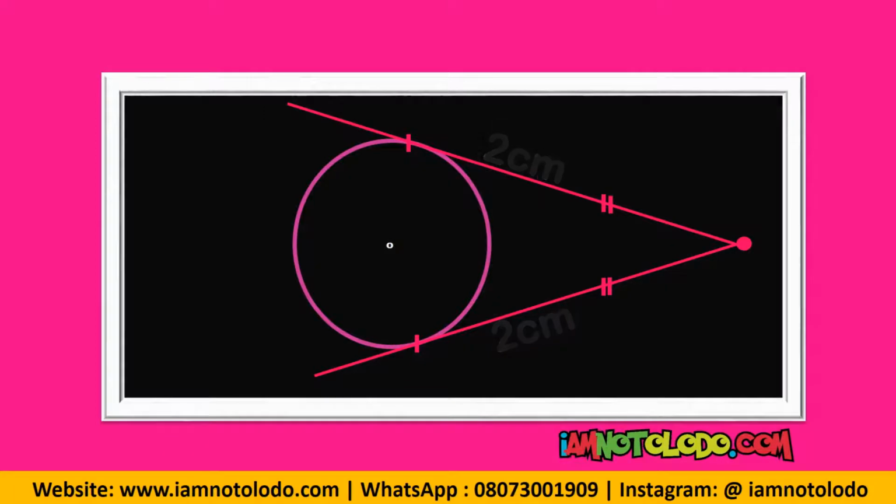And what does that mean? It means that whatever angle that is here, they share the same angle. That is, the angles are the same. So let us apply this knowledge in solving some questions.